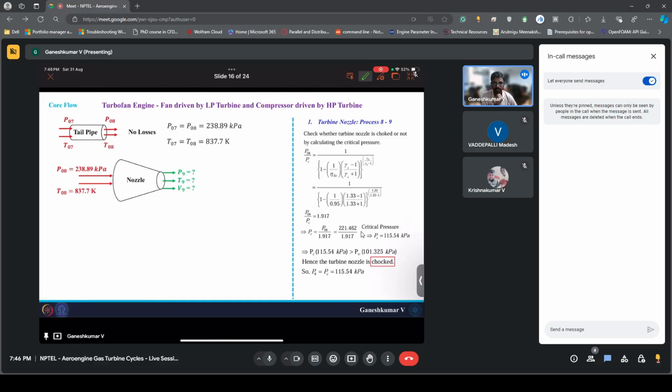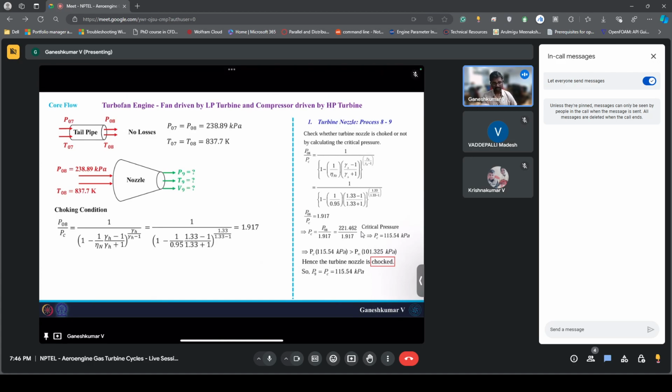So first we need to check for choking condition, and the choking condition however will be the same because it is going to depend on only gamma and efficiency of the nozzle, which we are taking to be the same 95% efficiency. So you can see that this is also 1.917, this is also 1.917. Now however the P08 is different for these two configurations, so your critical pressure would be different.